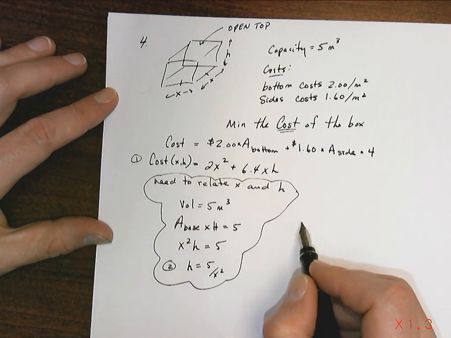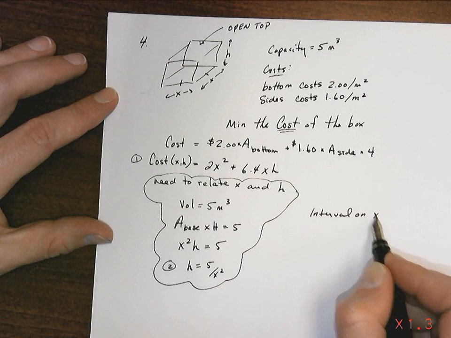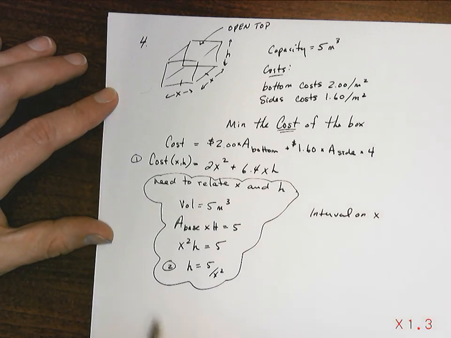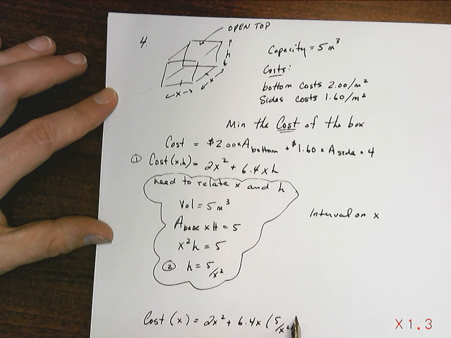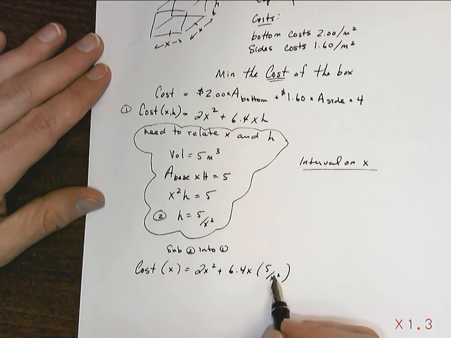Thinking ahead, I'm thinking about my interval. And my interval's on x, because I'm going to end up getting a cost equation in terms of x only. It's going to be 2x squared plus 6.4x, and instead of h, we're going to put in 5 over x squared. That's subbing in 2 into 1. So the interval is on this variable that I'm interested in.